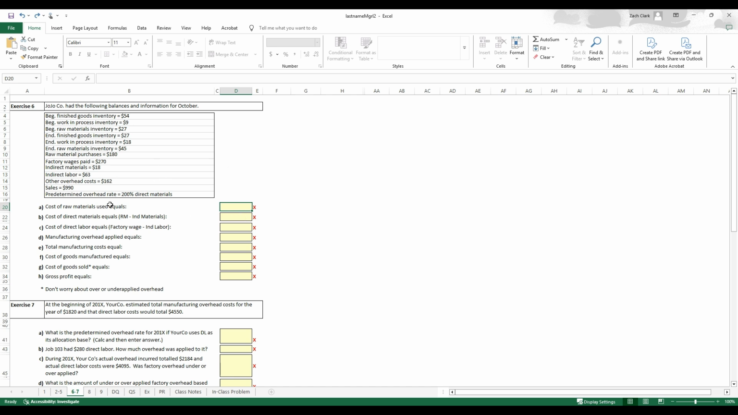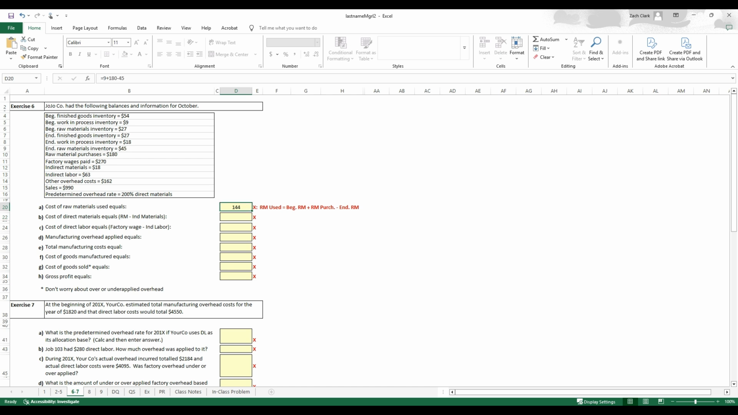As far as the raw materials go, remember it's the beginning plus the addition minus the ending. When we're talking about raw materials, we're talking about WIP, right? So beginning, we're going to equal 9, and we added in our raw material purchase of 180, and you see that here. So that's 9 plus the 180, and then our ending raw materials is 45.